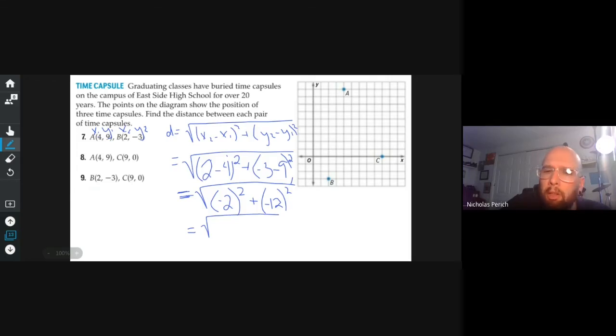Okay, just making sure I did it right. It didn't seem right. 4 plus 144 equals the square root of 148.